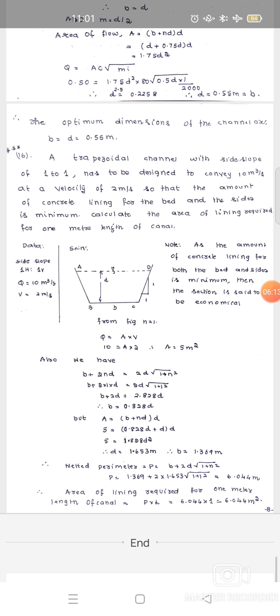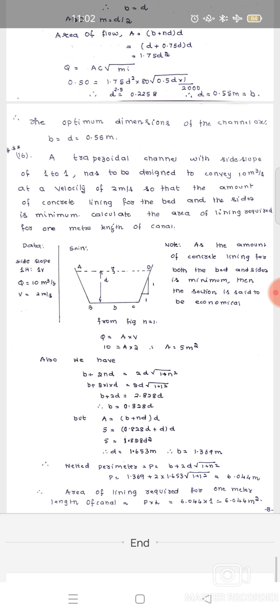So next, 16th numerical. A trapezoidal channel with a side slope of 1 to 1. It is nothing but side slope n value is given, n is 1 by 1, n is 1 itself, has to be designed to convey 10 meter cube per second at a velocity of 2 meter per second, so that the amount of concrete lining for the bed and the sides is minimum. Calculate the area of lining required for 1 meter length of the canal.